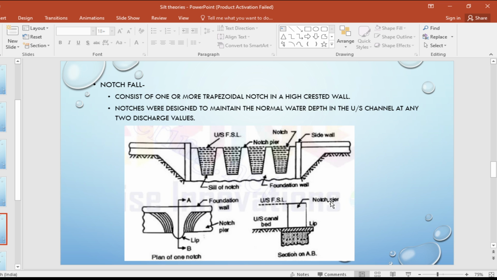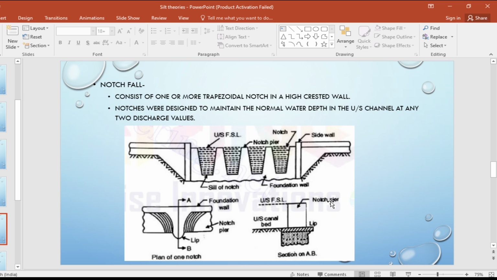The trapezoidal notch fall was first designed in 1864. Now, here what is meant by cistern? The term cistern is there. Cistern is nothing but that portion of fall which is at the downstream of the crest wall where surplus energy of water leaving the crest is destroyed.